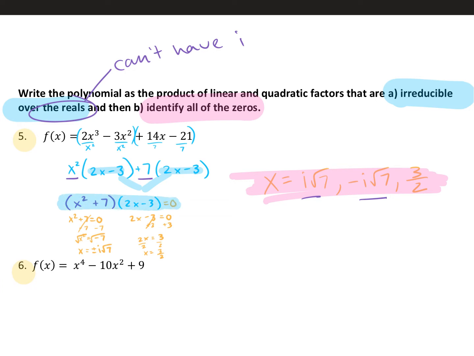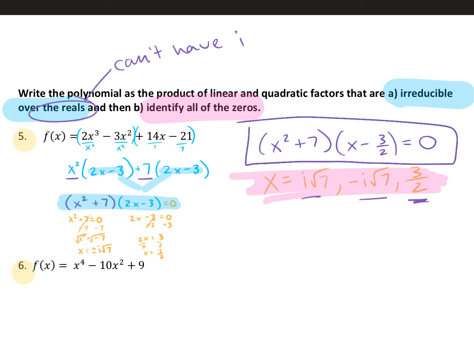So the product of linear factors would be x squared plus 7, 2x minus 3, or you could say x minus 3 halves, because it would always be x minus whatever your 0 is, and it's equal to 0. Or you could say equal to f of x. So typically we would say x minus whatever our 0 is, but because we have i's here, we have to go back to the step before of where we got that. So that would be the x squared plus 7. So both of these zeros came from this one. So this is what it means to be irreducible over the reals. You can't have i's in your product of linear factors.